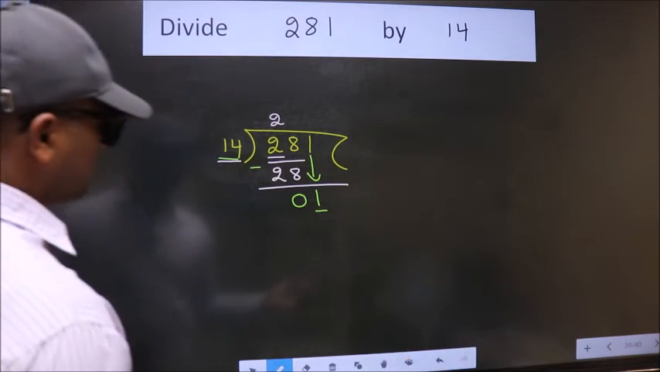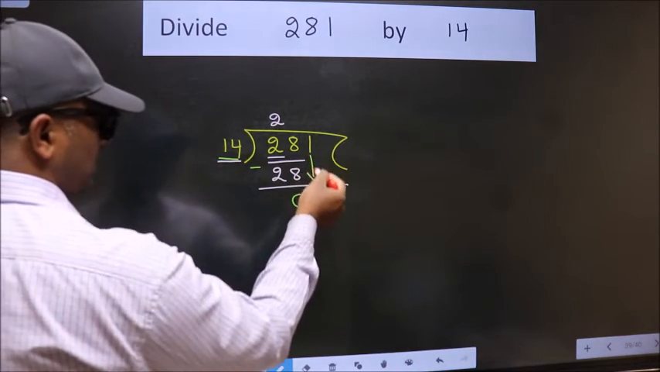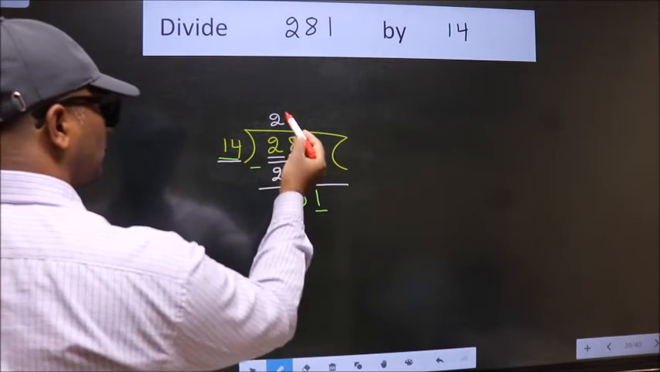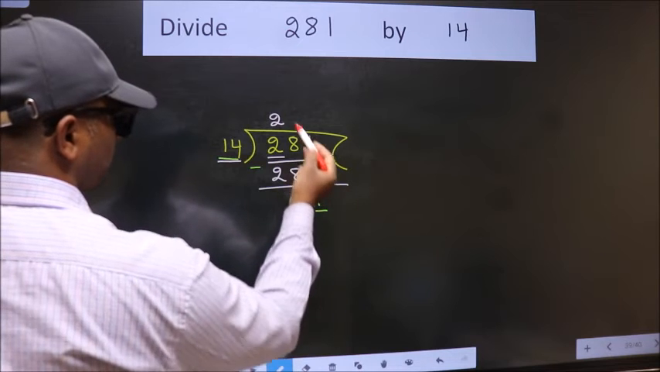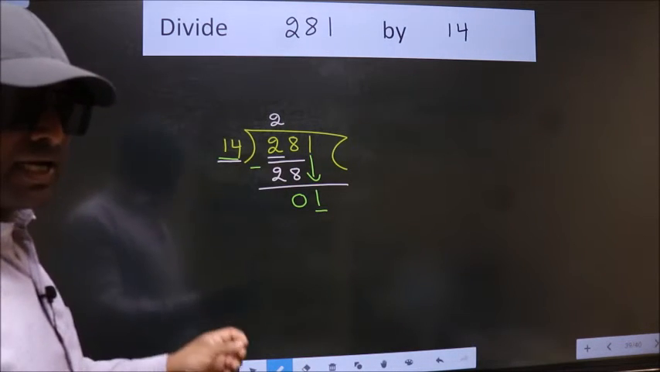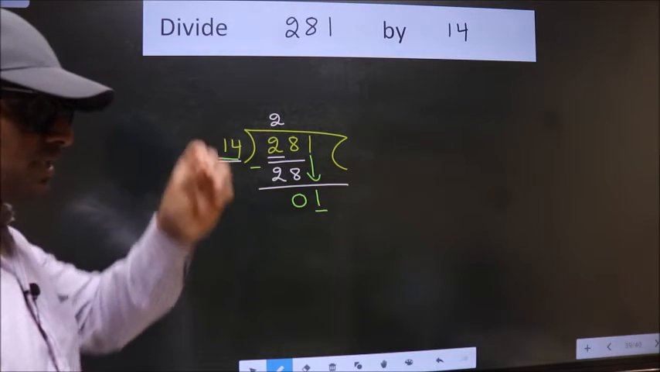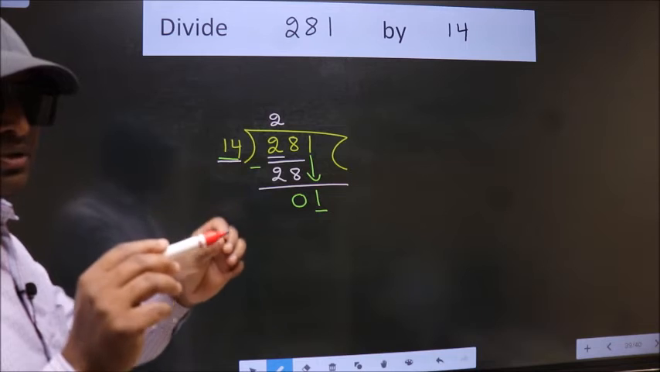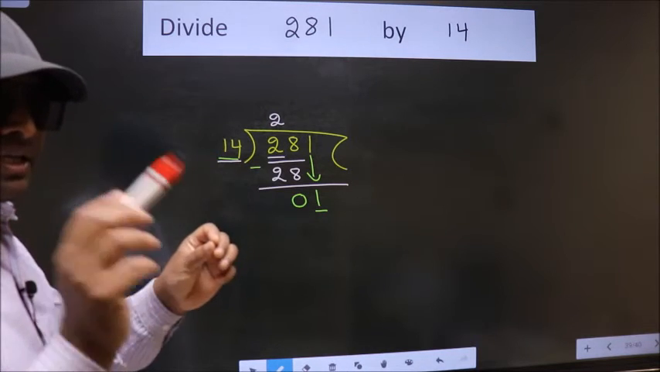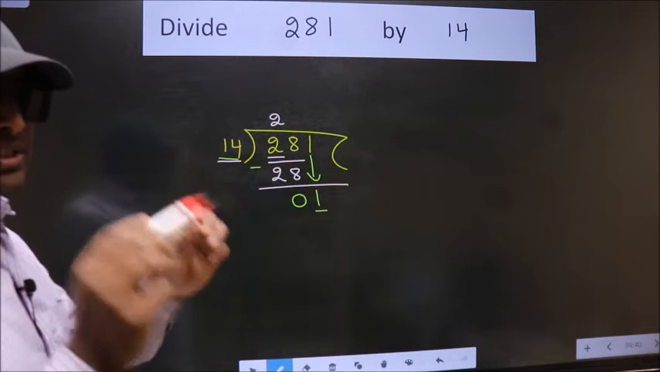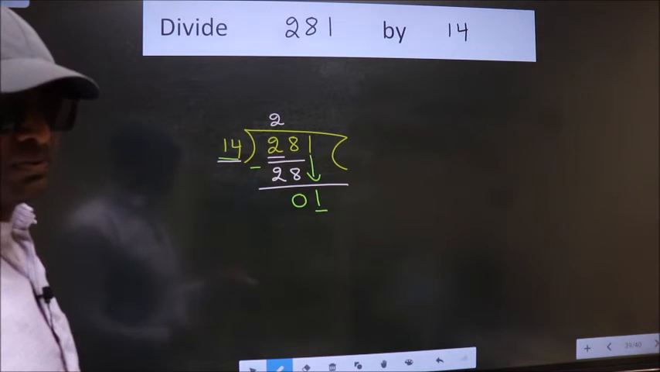Because just now you brought this number down, and in the same step you want to put a dot and take 0, which is wrong. I repeat, bring down the number and also put a dot and take 0. Both at the same step you should not do.